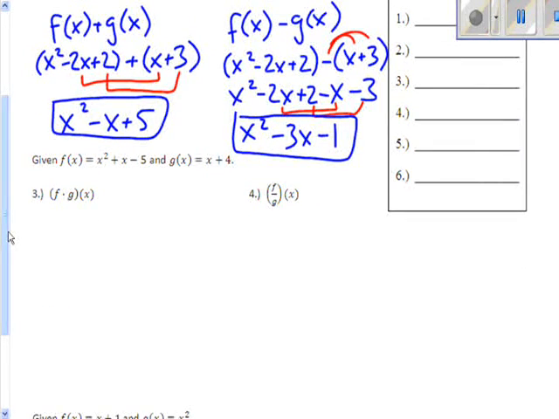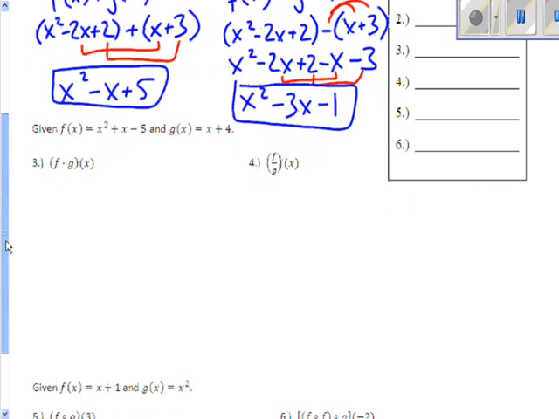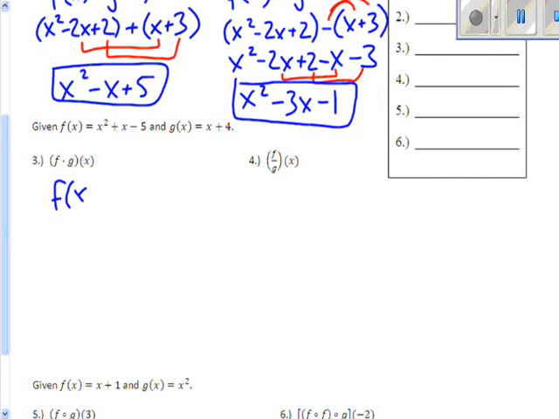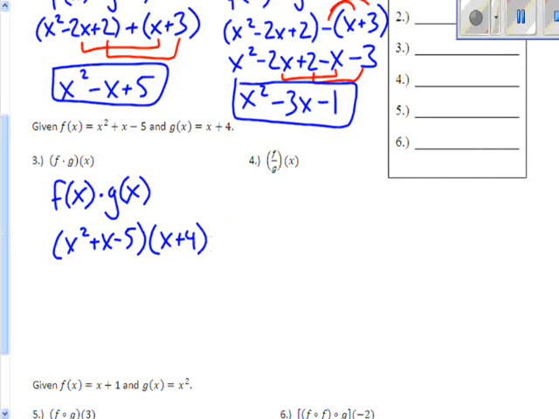For the next one, notice in here that this is a closed dot. That means multiplication. That's our multiplication symbol. Again, this notation means that I want f of x times g of x. I just want to multiply the two functions together. So that means I'm going to have x squared plus x minus 5 times the x plus 4. And when I do this, I just want to distribute, and you can either distribute the first polynomial into the second or the second into the first. I'm going to work forwards.